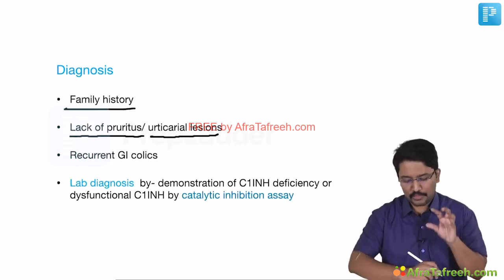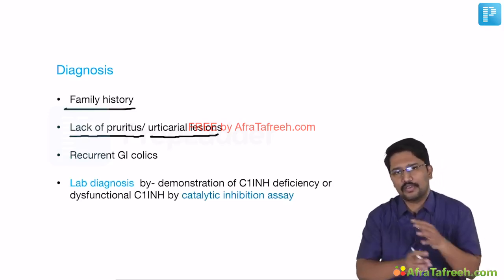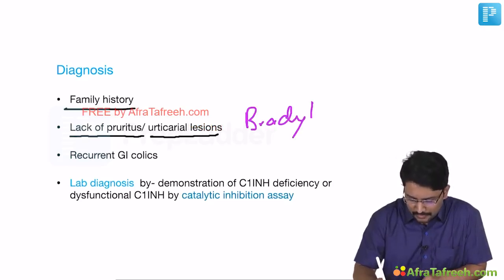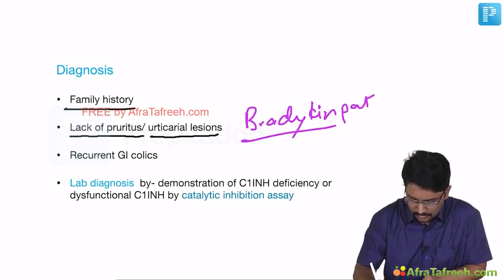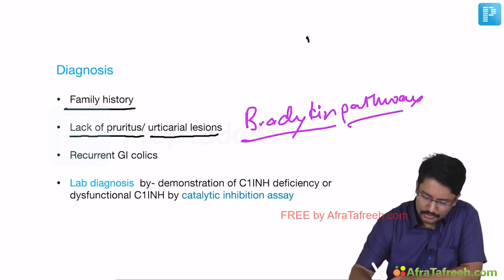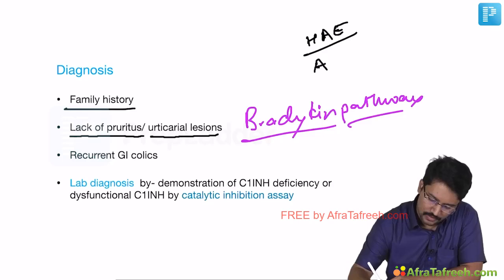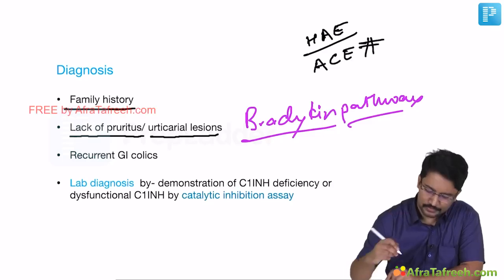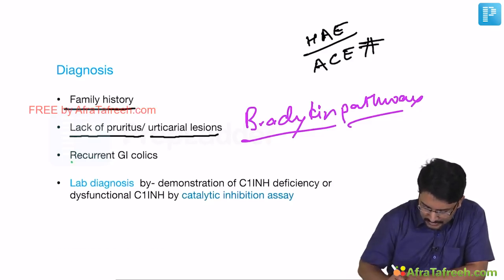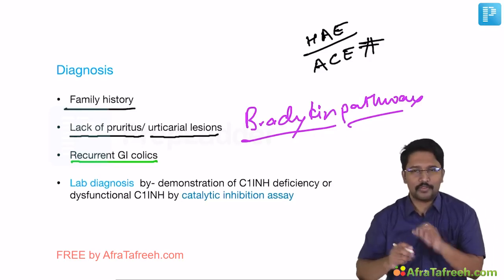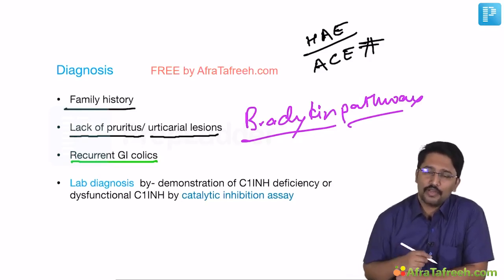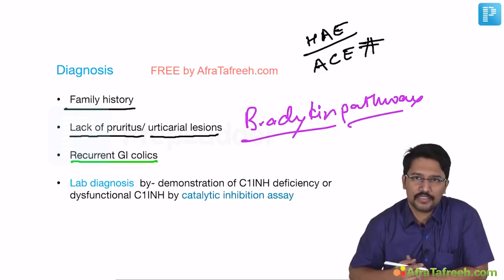The absence of pruritus or urticarial lesions is typical of angioedema caused by the bradykinin pathway. There are two conditions where the bradykinin pathway is involved in the development of angioedema. The first one is hereditary angioedema and the second one is ACE inhibitor induced angioedema. Then the third important pointer for us to consider HAE is recurrent GI colics. In the very beginning of the video, I told you that these patients have a tendency to develop bowel wall edema also, and that bowel wall edema explains the recurrent GI colics that we see in these patients.